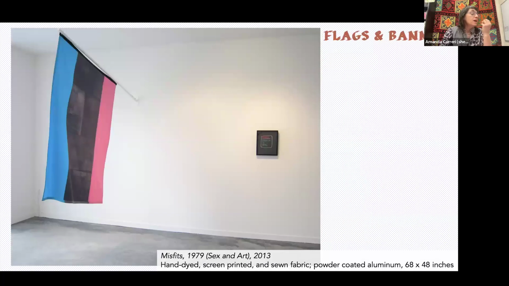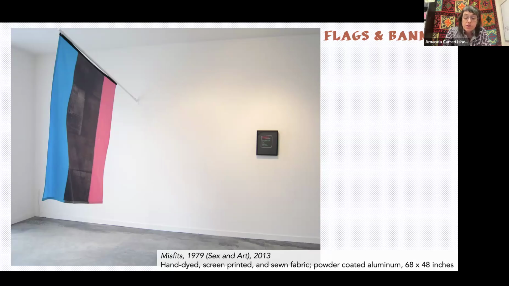Flags and banners, another form in my work that led me to textiles, that is vernacular textiles that people feel close to, as opposed to a painting, which often creates a distance. I find it's been a struggle for me, is how to love painting, but get people to talk about things other than just formal issues. So flags and banners. This one's called Misfits, 1979, Sex and Art. And this was an important piece for me, a threshold piece when I came out in San Francisco.